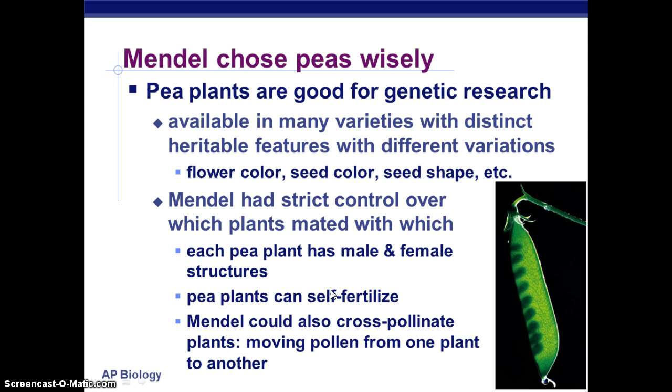Mendel could also control which plants mated with who, because he could take a stick and grab pollen from the plant, get pollen on the stick, and then bring it over to the female part of another plant and cross-pollinate the two plants. So he could very easily control who was mating with who. If you have animals, for example, you can't always control who mates with who.